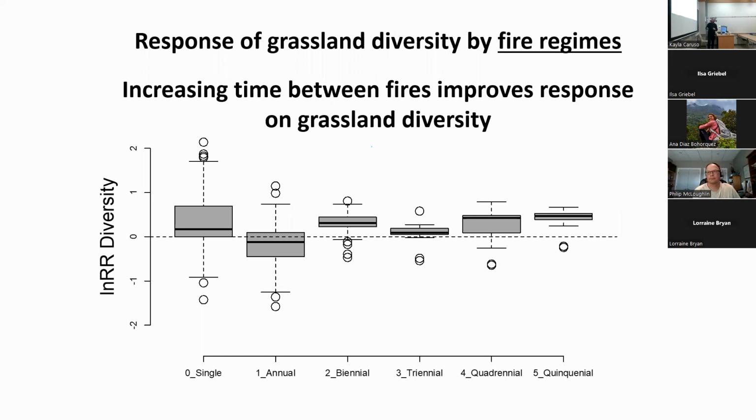So when we are conducting fires on an annual basis, the response seems to be negative in terms of plant diversity. But as we increase the time between fires, the response seems to be more positive, especially under intervals of 5 years, or a minimum of 5 years. So thinking about ecological restoration here, if we are trying to improve plant diversity in certain areas in the prairies, what would be the best fire interval? Probably 5 years, right? So those are the things that we can take from this meta-analysis.